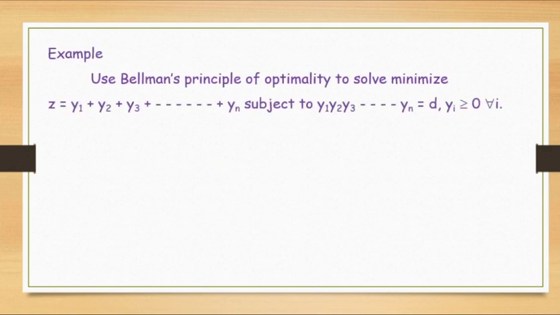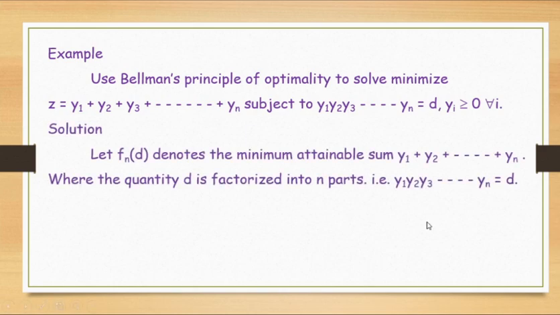Use Bellman principle of optimality to solve: minimize z = y1 + y2 + y3 + ... + yn, subject to y1 * y2 * y3 * ... * yn = d. All yi's are greater than or equal to 0 for all i. Here the objective function or return function is z = y1 + y2 + y3 + ... + yn, and the single multiplicative constraint is y1 y2 y3 ... yn = d. That means we have to factorize the quantity d into n parts such that the sum of these n parts will be minimum.